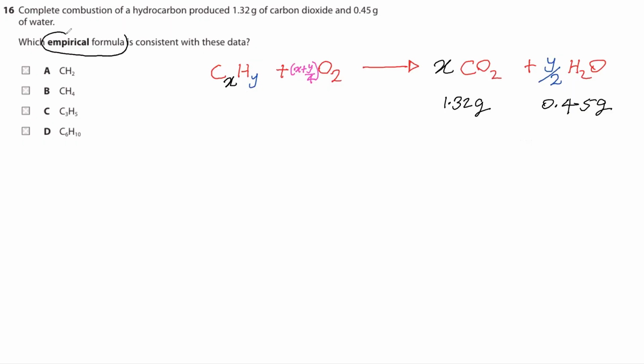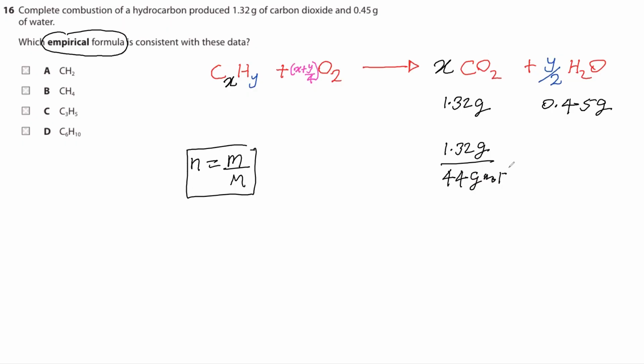But we need to find the empirical formula. To find the empirical formula, we need the simplest mole ratios. Let's find the number of moles. We know number of moles equals mass divided by molar mass. So the number of moles of carbon dioxide is the mass, 1.32 grams, divided by the molar mass of carbon dioxide. Carbon is 12. Oxygen is 16. 16 times 2 is 32. 32 plus 12 is 44. The molar mass of carbon dioxide is 44 grams per mole. Same thing for water. The mass of water is 0.45 grams. The molar mass of water: oxygen is 16, there are 2 hydrogen atoms, 16 plus 2 is 18. So 18 grams per mole.